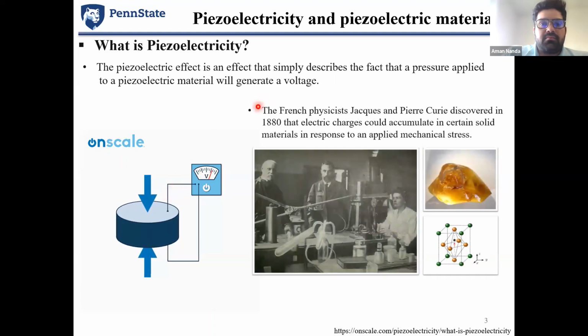It was first developed by two French physicists, Jacques and Pierre Curie, in 1880. They observed the accumulation of electric charges on the surface of a few materials when they applied stress, or when they started bending the rods, they started seeing the sparking on the surface. So that's how they started developing the theory of piezoelectricity.